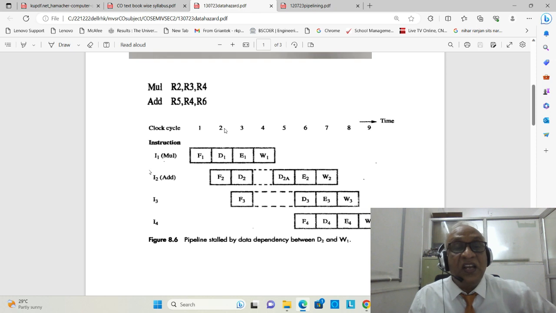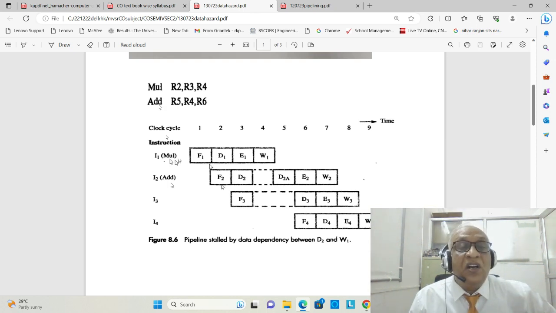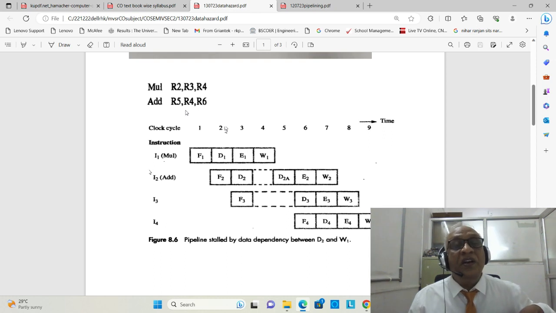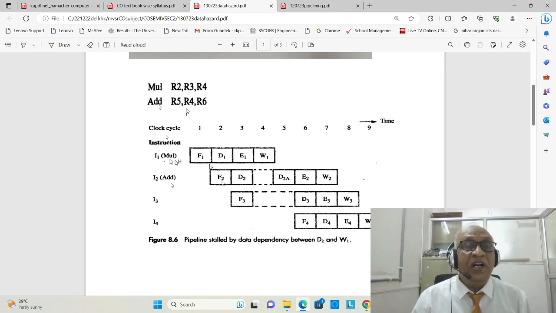Now at clock cycle 2, fetch operation is performed for addition. So fetch operation is performed for addition means what? Contents of register R5 and R4 need to be brought, let us say.